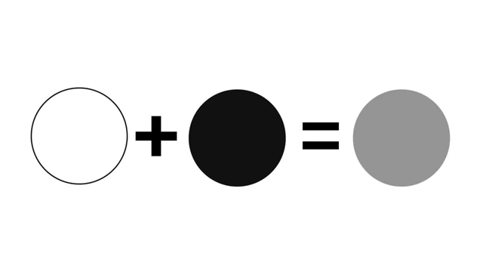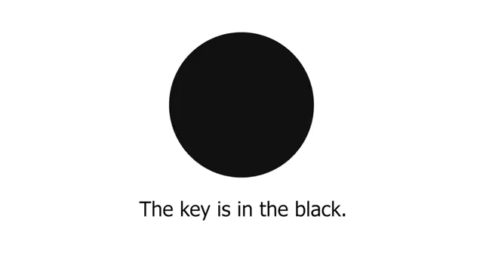Gray is mixed by combining white and black. White is not mixed, it's absolutely pure. But many blacks are mixed or can be mixed, and this is how we manipulate the gray that is produced. The key is in the black. Black is a strong color.